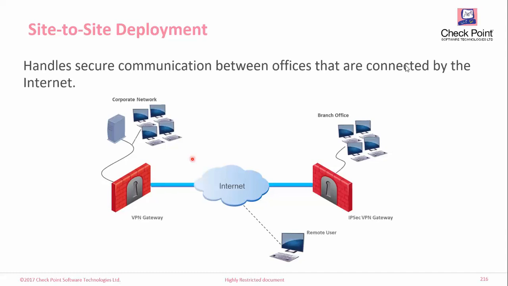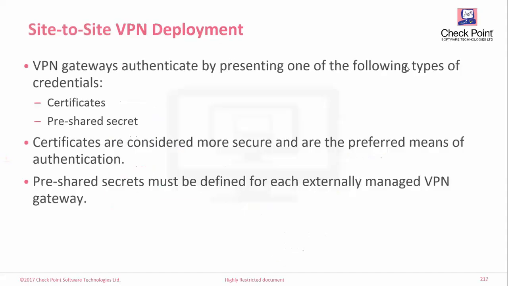So you've got your two different encryption domains here, and you set that up gateway to gateway, VPN gateway to gateway. So that's what I think of as a site-to-site deployment. Site-to-site VPN deployment, again, just a recap. Certificates and pre-shared secret are your authentication methods. Certificates are considered more secure and are the preferred means of authentication.